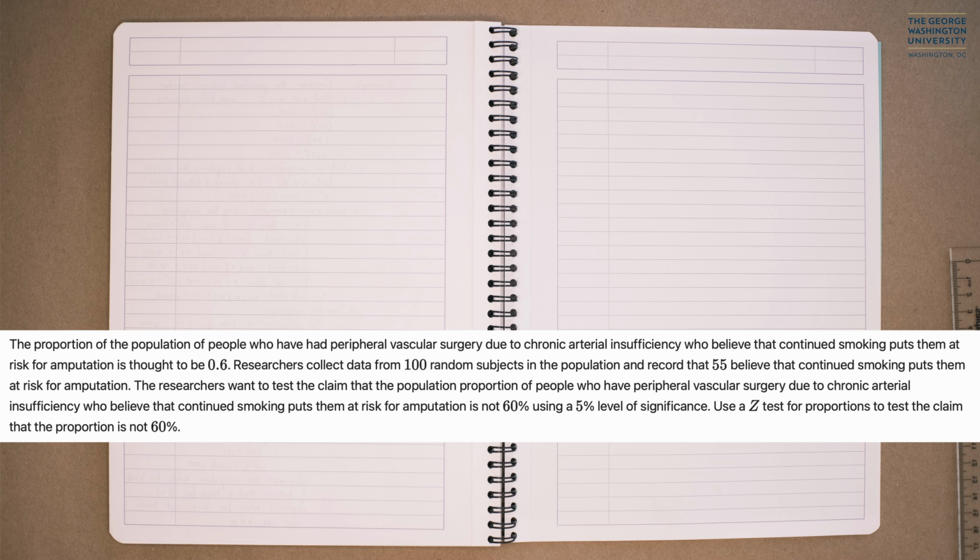Now, researchers collect data from 100 random subjects in the population and record that 55 out of these 100 believe that continued smoking puts them at risk for amputation. So there's your survey, they fill in the survey, and only 55 out of those 100. The researchers want to test the claim that the population proportion of people who have peripheral vascular disease surgery due to chronic arterial insufficiency, who believe that continued smoking puts them at risk for amputation, is not 60%, using a 5% level of significance. And we're instructed in this problem to use a z-test for proportions to test the claim. We can use the z-test. This is a binary categorical variable. They say either yes or no when this question is put to them.